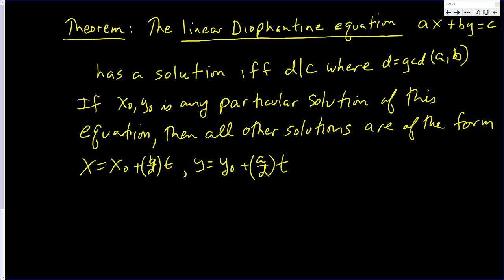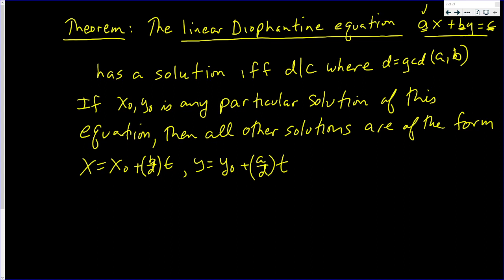In this video, we're going to prove a very important theorem. It states that the linear Diophantine equation, better known as ax plus by equals c, has a solution if and only if d, the GCD of a and b, divides c. So for there to be a solution, the GCD of a and b must divide c. We need to prove that.